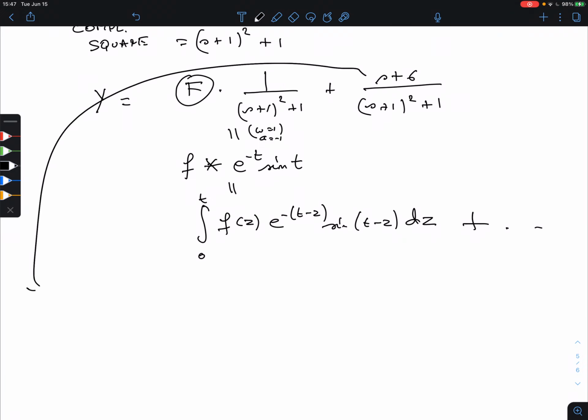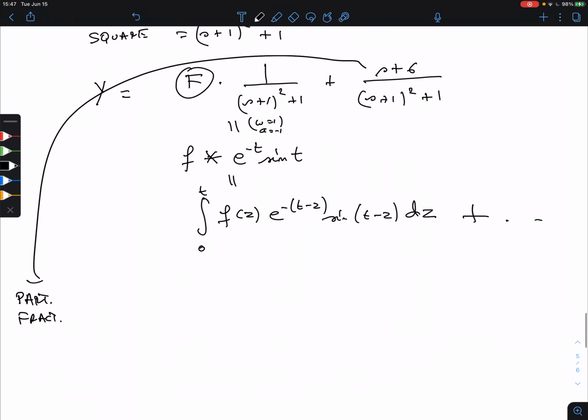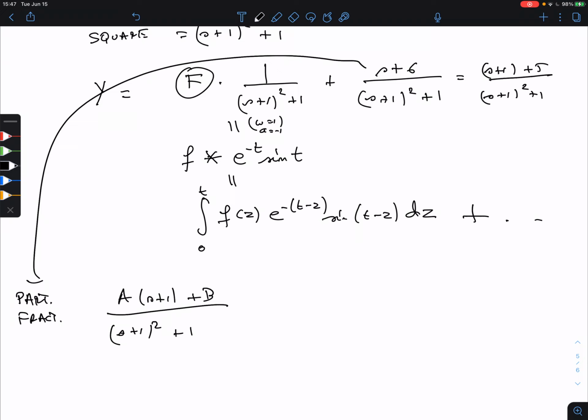Well, here we have to do the partial fraction. So how does that go? Well, we know the partial fraction is going to be a times s plus 1 plus b over s plus 1 squared plus 1, right? But it's actually always there. This is actually the partial fraction if I write it as s plus 1 plus 5 over s plus 1 squared plus 1. So we don't actually have to work out the partial fraction. It is the partial fraction if we split it up the right way.